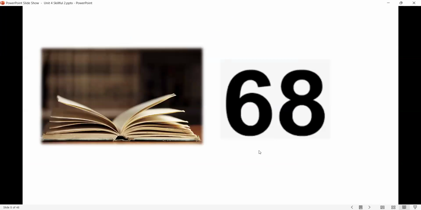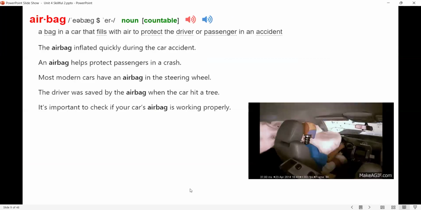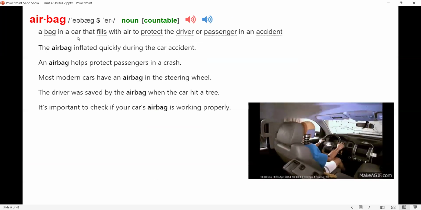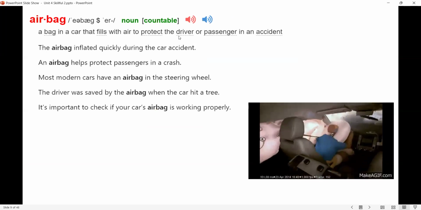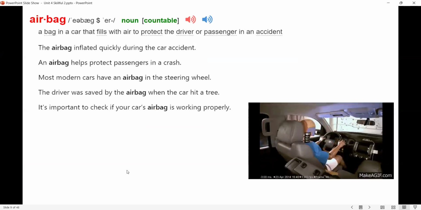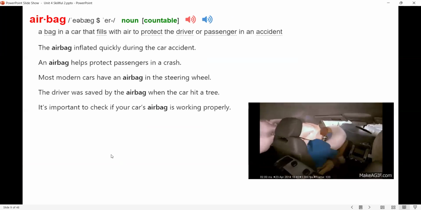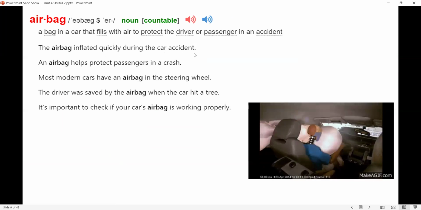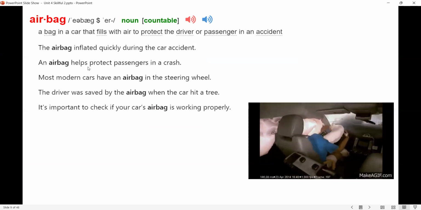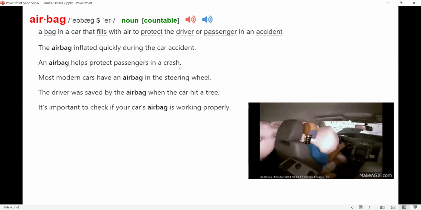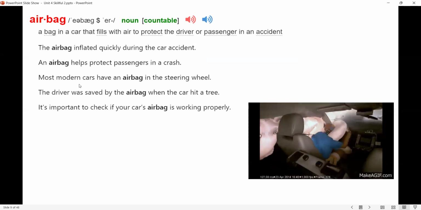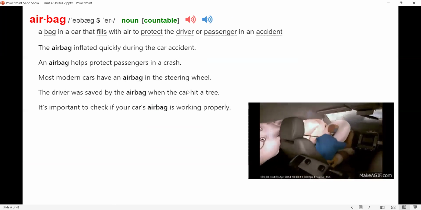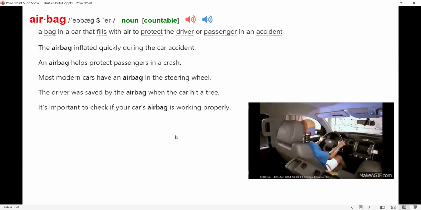Page 68. Airbag. An airbag is a bag in a car that fills with air to protect the driver or passenger in an accident. The airbag inflated quickly during the car accident. An airbag helps protect passengers in a crash. Most modern cars have an airbag in the steering wheel. Read the rest by yourself, please.